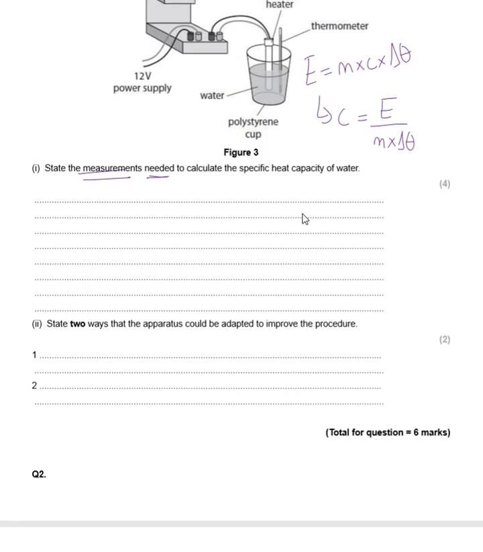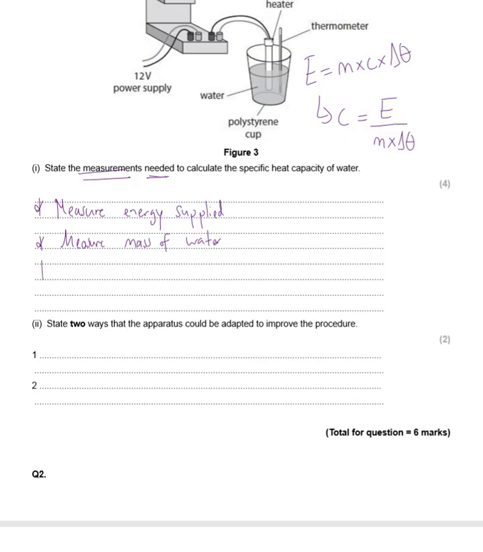First of all, we need one, energy. Okay, so we need to measure the energy. This is the first one. So we need to work out the measurement of the energy supply. So measure energy supply. Okay, now this is the first one. Now what's the second one? We need to measure the mass of the water. Okay, so measure mass of water.